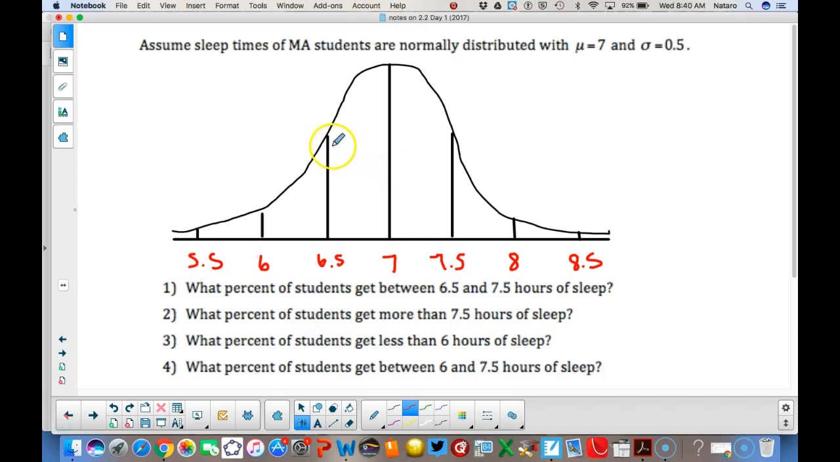So just a reminder, 68% of a normal distribution is within one standard deviation. So this is 68%. Then 95% of a normal distribution is within 2 standard deviations. So this right here is 95%.